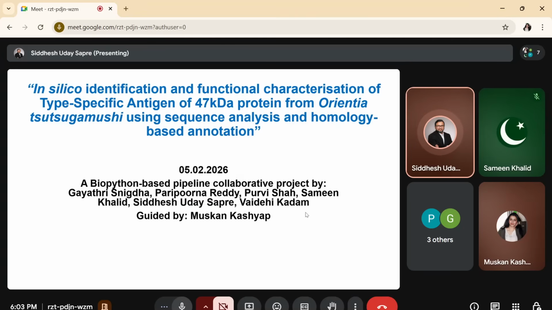So hello everyone. Today I'm going to start with the presentation of a project using PowerPoint. Here I'll first introduce the topic of our project, which was in silico identification and functional characterization of one of the antigens from Orientia tsutsugamushi, which is a bacterium, using sequence analysis and homology based annotations. We were six members in the group and we did the project. We were guided by Muskan ma'am.